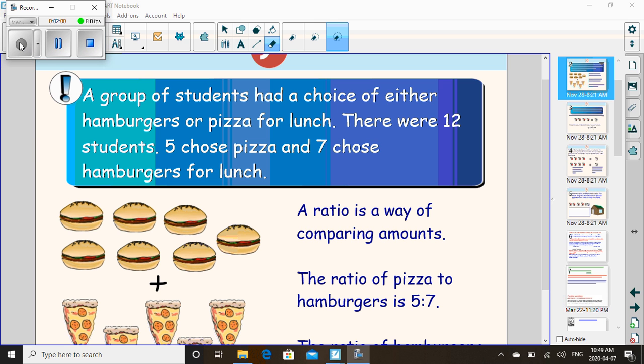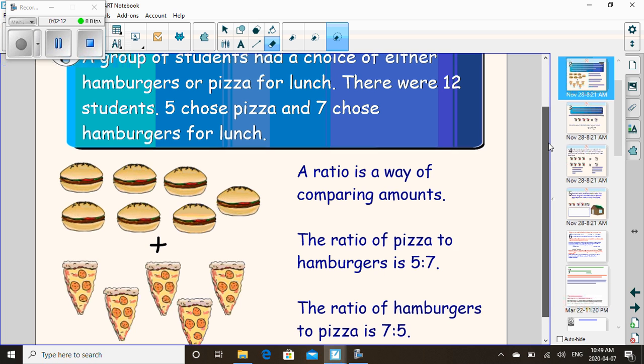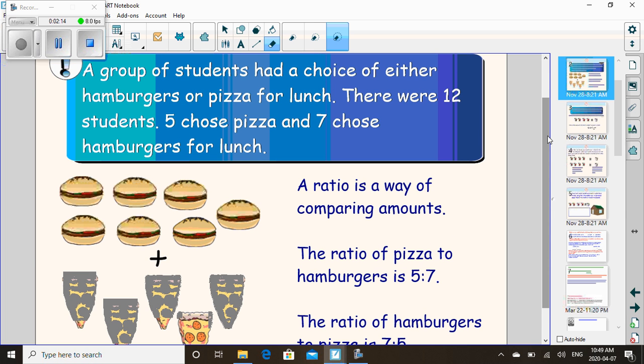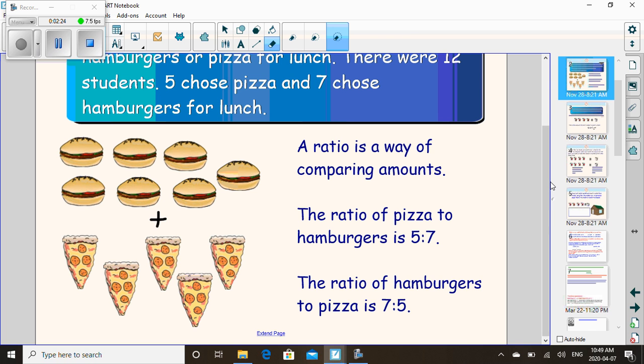we're comparing similar, same type of things. In this case, we're talking about hamburgers and pizza. Hamburgers and pizza are food items. So the food items are the things that are being compared, and we can write these things in a ratio. A group of students had a choice of burgers or pizza. There were 12 students altogether. 5 chose pizza, 7 chose hamburgers. So we can write these things up in ratios.